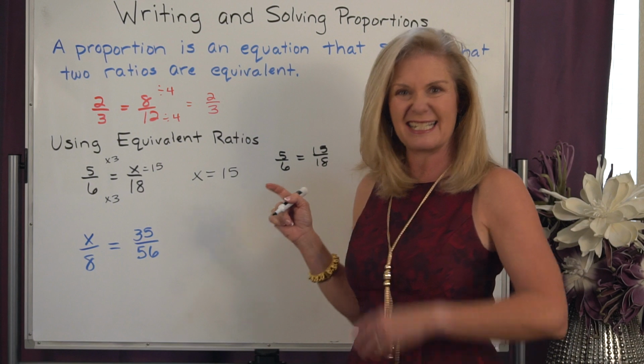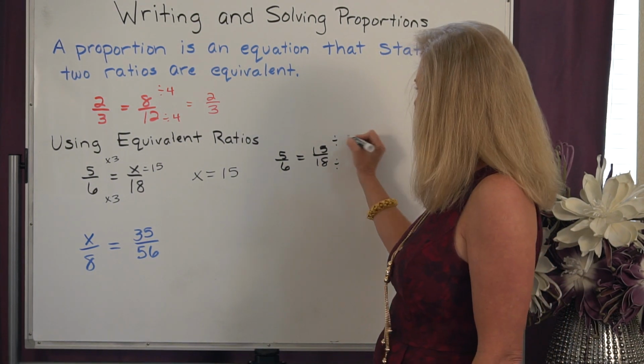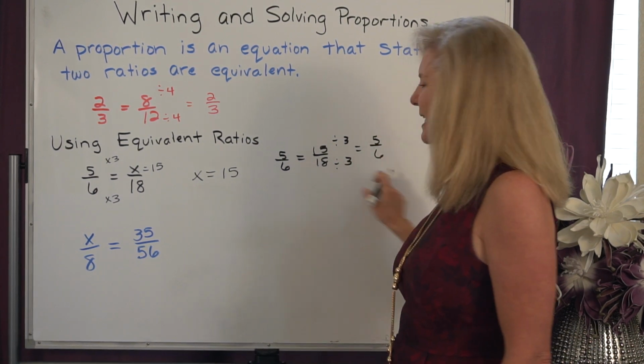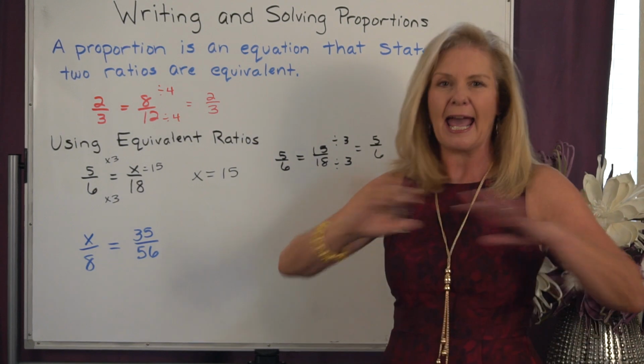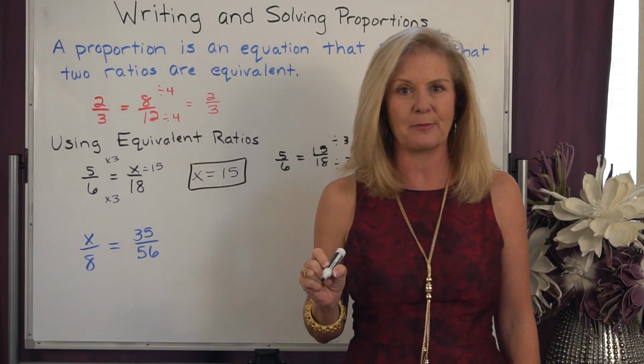So 5 is to 6 is already in lowest terms. So I'm going to divide both of these by 3. And I get 5 is to 6. Because they are the same number, they have to be proportional. And I'm sure that x has to be 15.